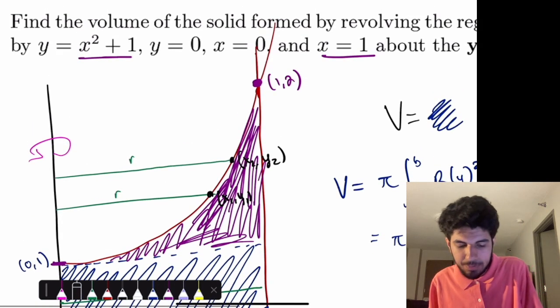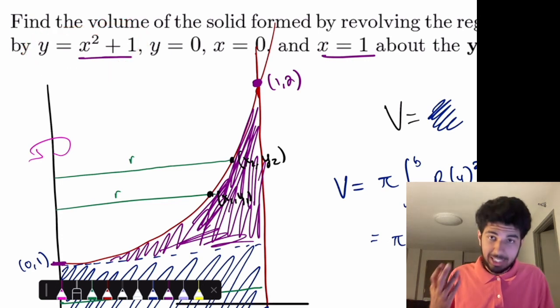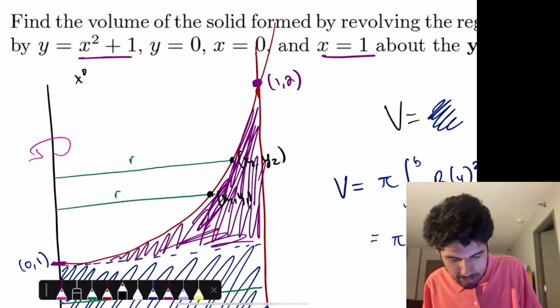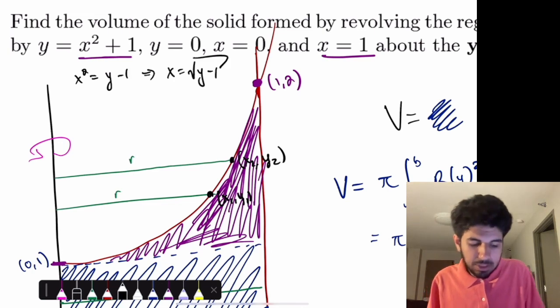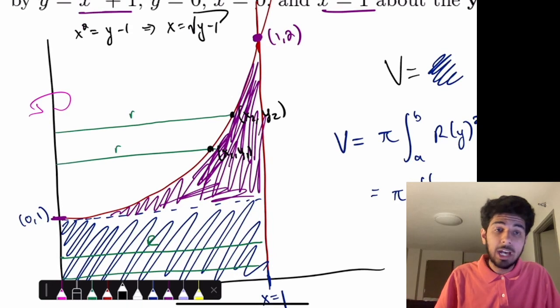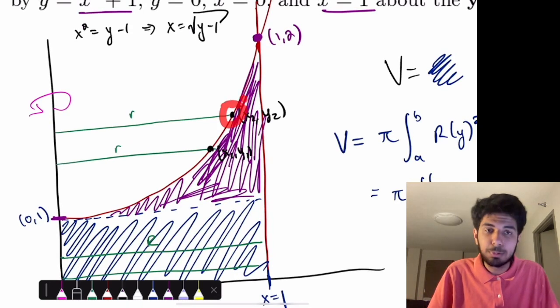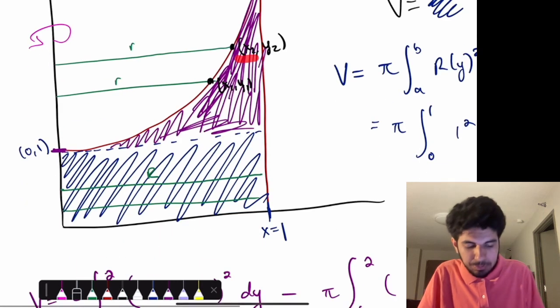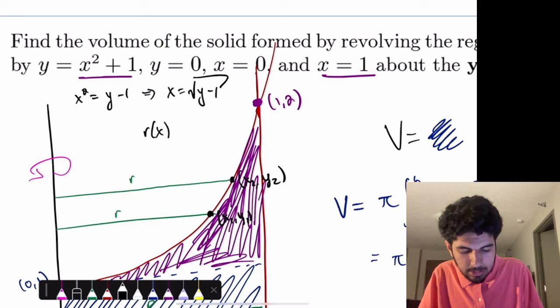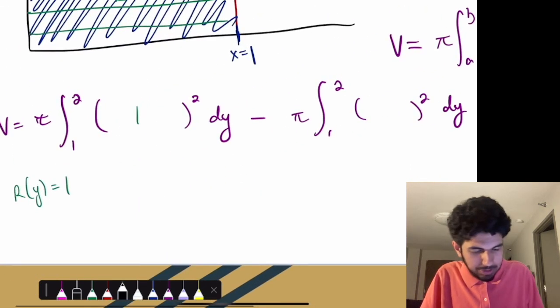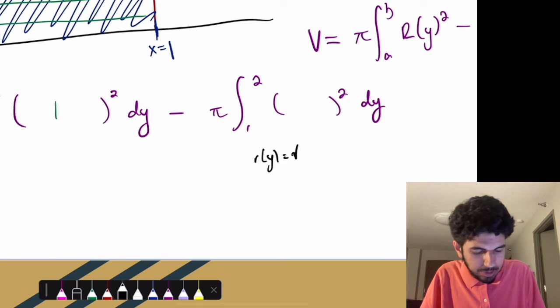That x value can be found by looking at the function for this curve. What's the function for that? That is this up here. So we can solve for x. So x squared is equal to y minus 1. So x equals the square root of y minus 1. So what that's saying is, given some value of y, I can find the x value, which will give me this point here. And that x value is this distance here, which is the corresponding r value. So that means little r of y is equal to the square root of y minus 1.